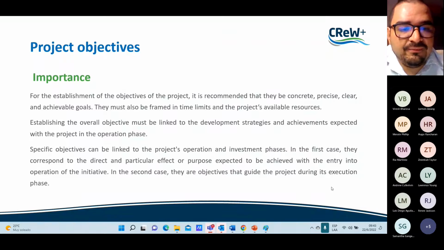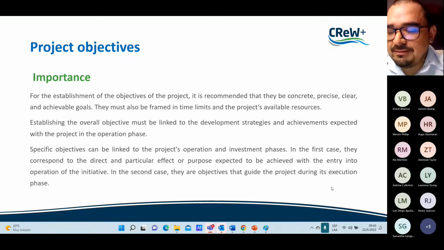Establishing the overall objective must be linked to the development strategies and achievements expected with the project in the operation phase. A specific objective can be linked to the project's operation and investment phases. In the first case, they correspond to the direct and particular effect or purpose expected to be achieved with the entry into operation of the initiative. In the second case, they are objectives that guide the project during its execution phase.